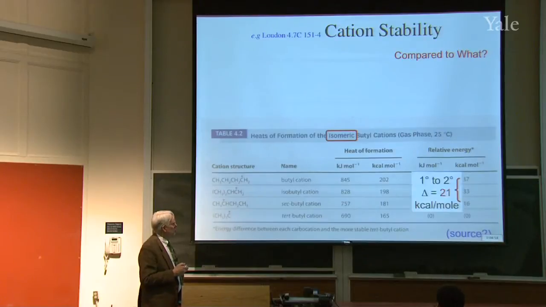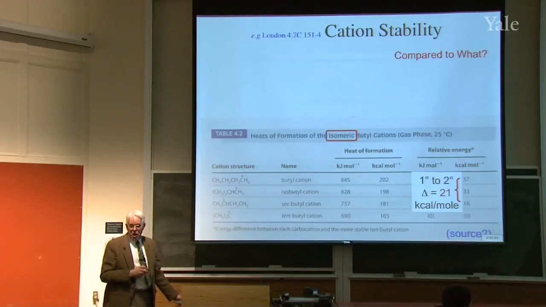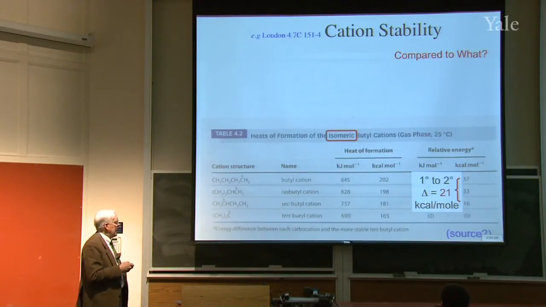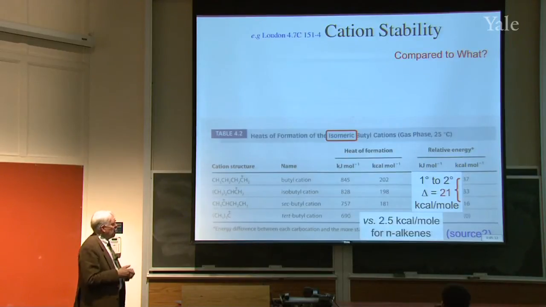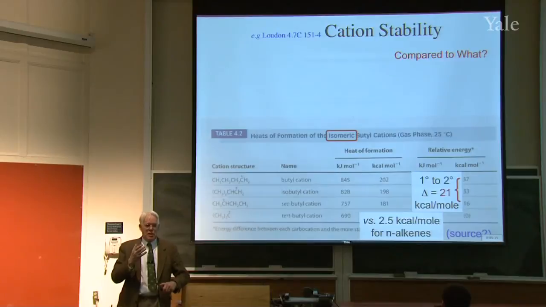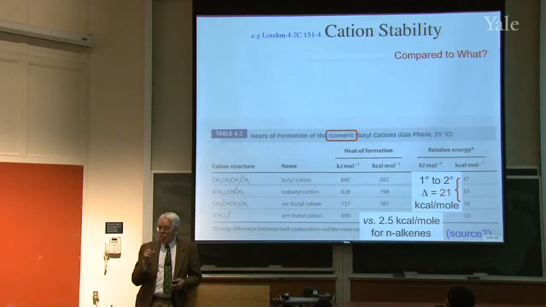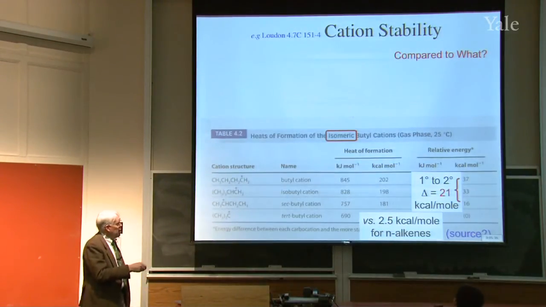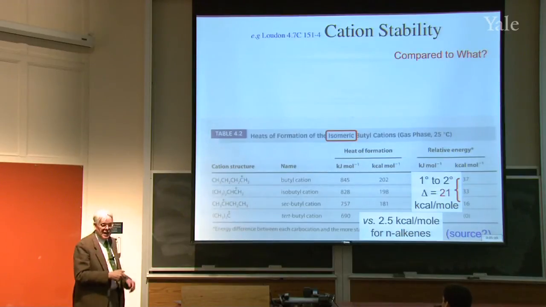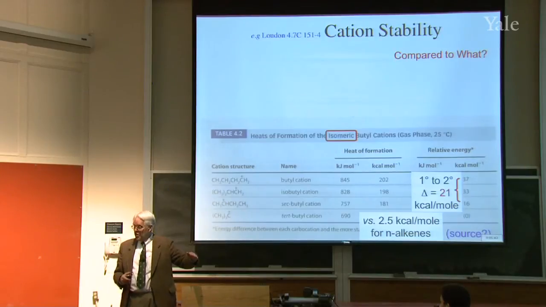Now, if we look at those two, we see that going from primary to secondary is a difference of 21 kilocalories per mole, 37 to 16, right? Primary is less stable by 21 kilocalories per mole, okay? Now remember that the reason for this could be things like hyperconjugation or the number of carbons bonded to the sp squared carbon, right? The same factors that we talked about in the case of alkenes, making more substituted alkenes more stable. Here, more substituted cations are more stable. But the difference is much bigger here: 21 kilocalories per mole versus 2.5 kilocalories per mole from the slope of that plot we made for the alkenes at the beginning of the lecture.